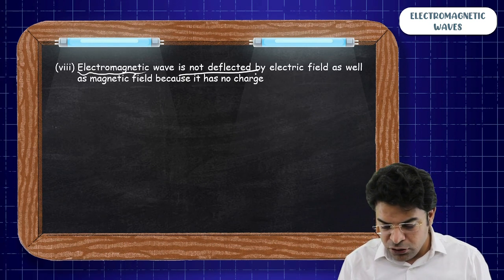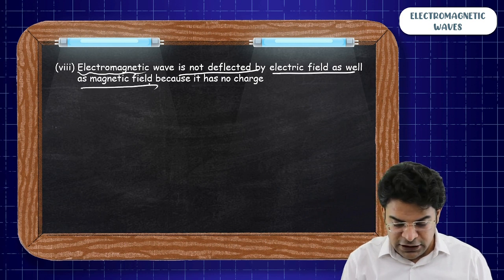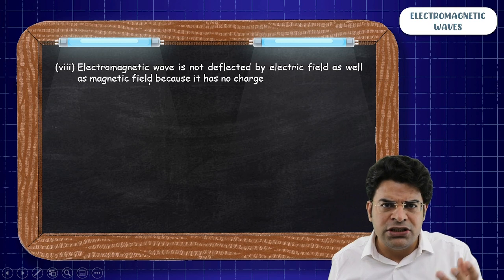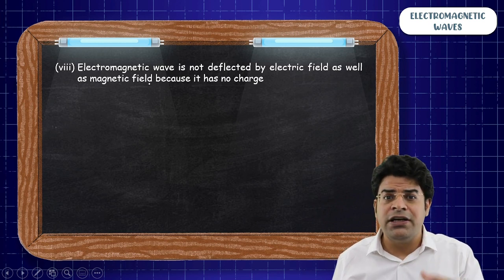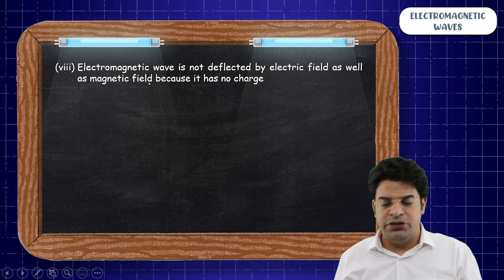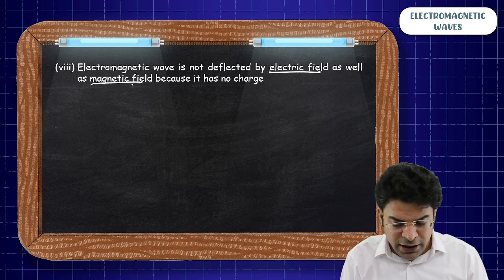Electromagnetic wave is not deflected by electric field as well as magnetic field. Obviously, it is not at all carrying any charge. So there is no electrical force on it. There is no magnetic force on it. So you can't deflect EM waves using electric field or magnetic field.